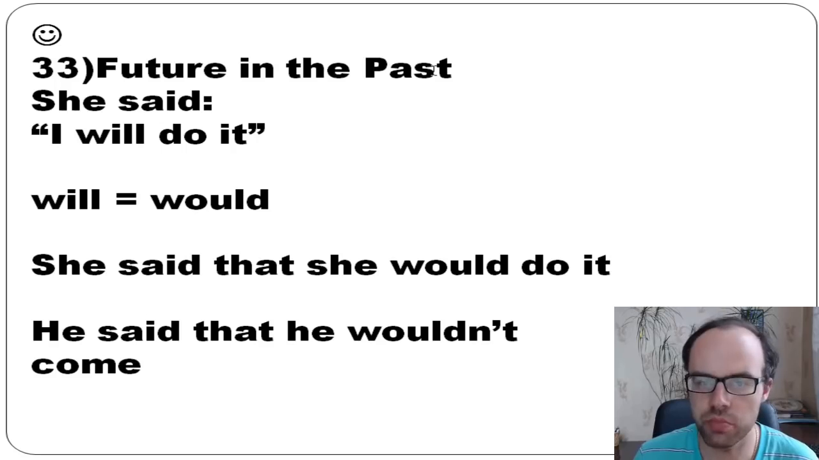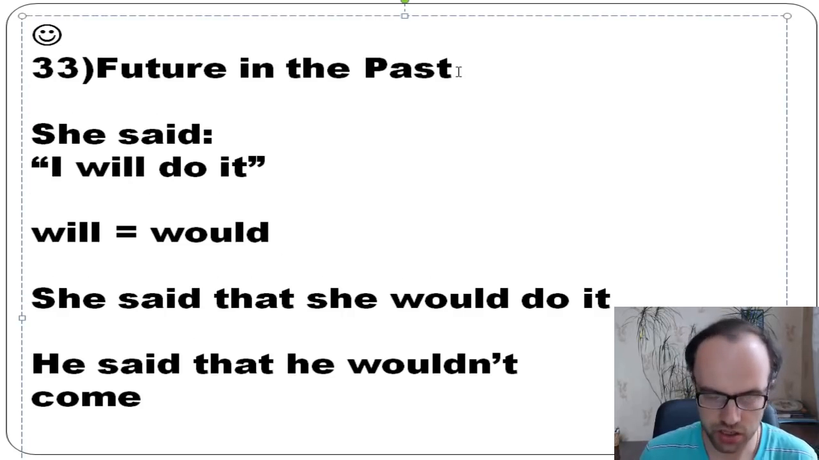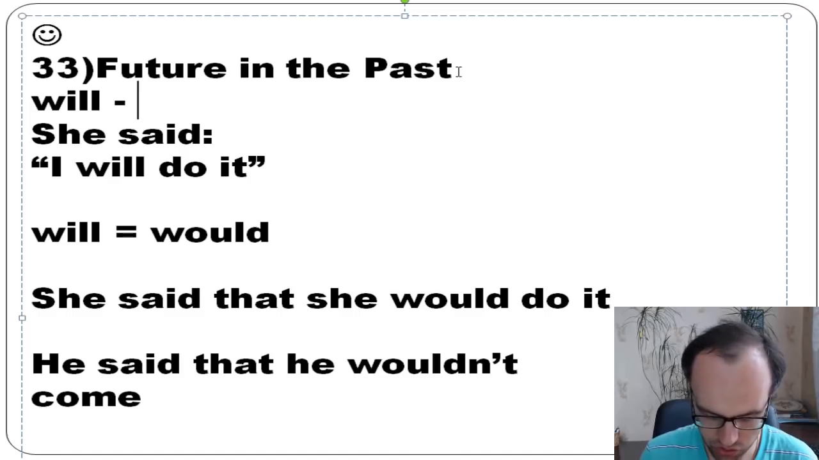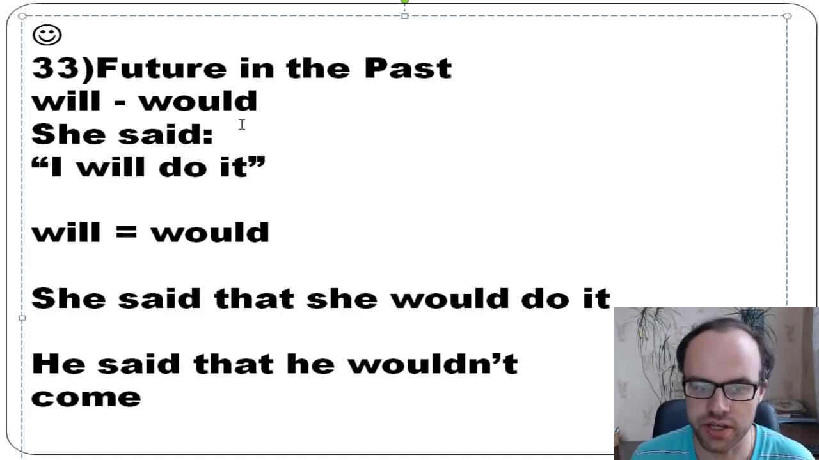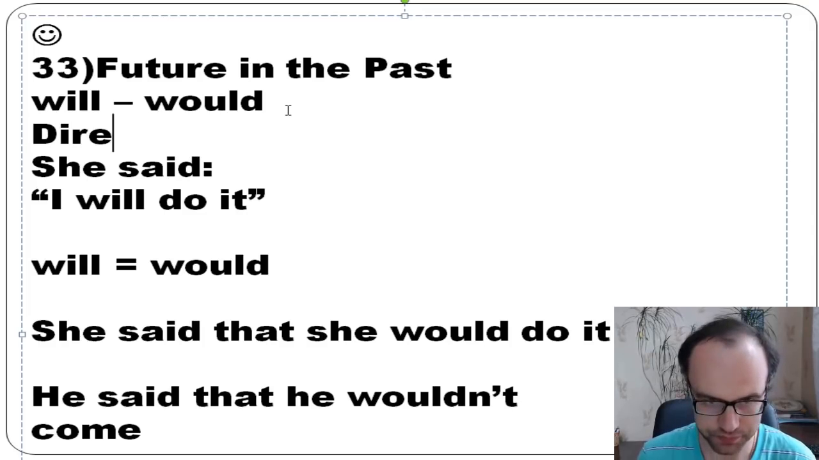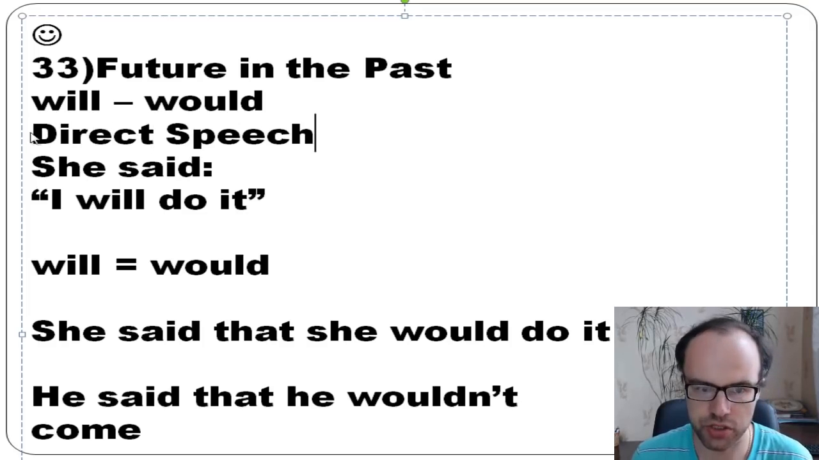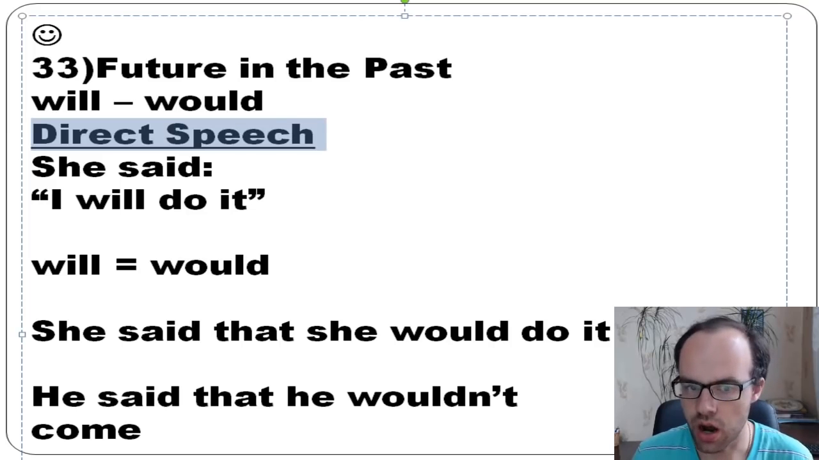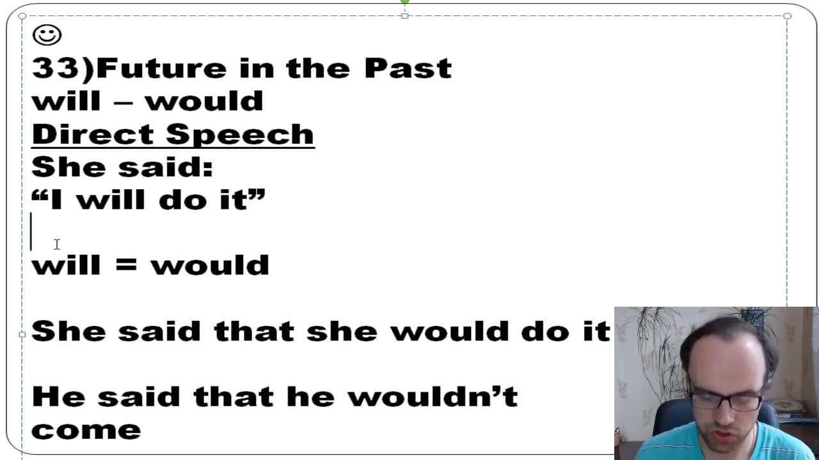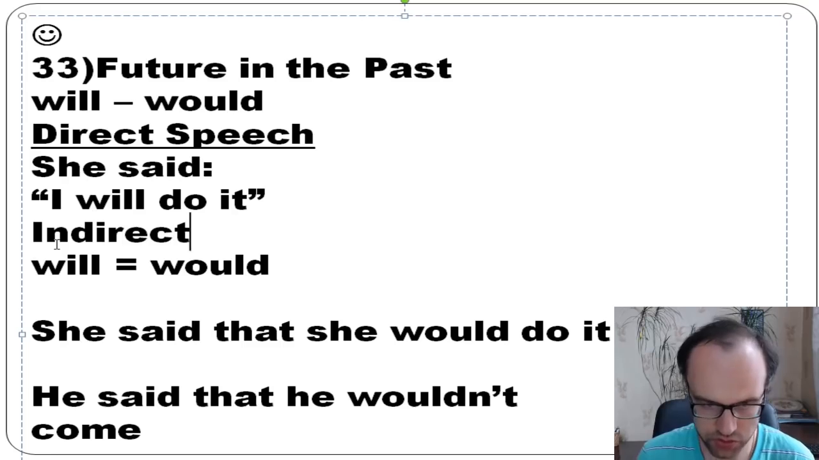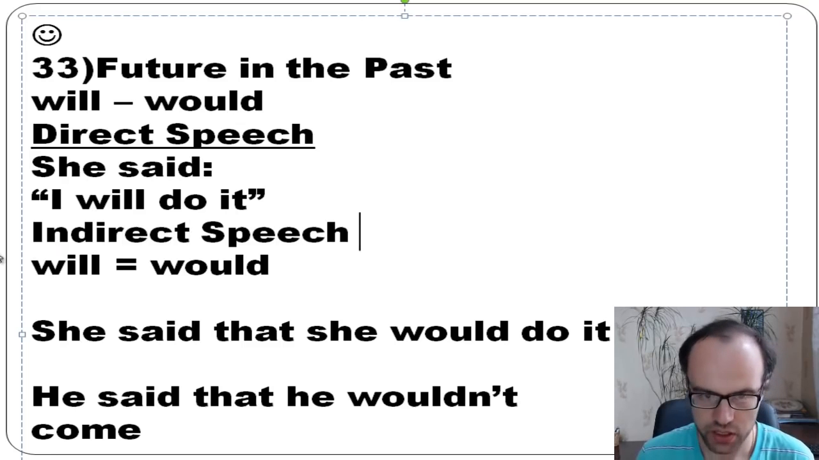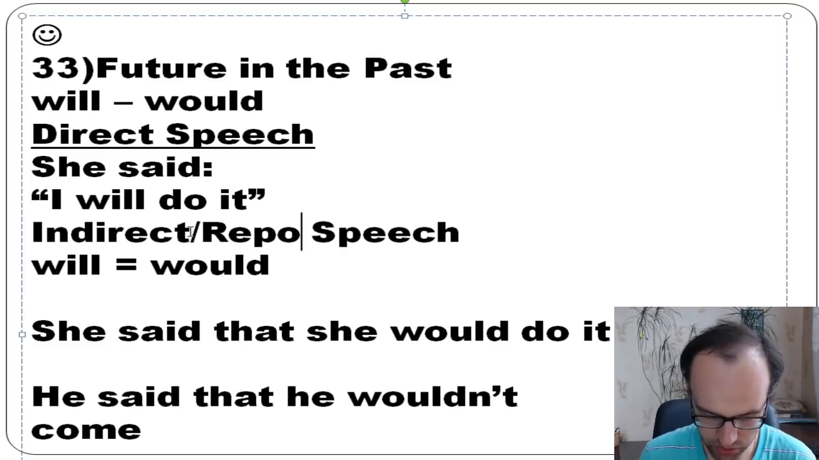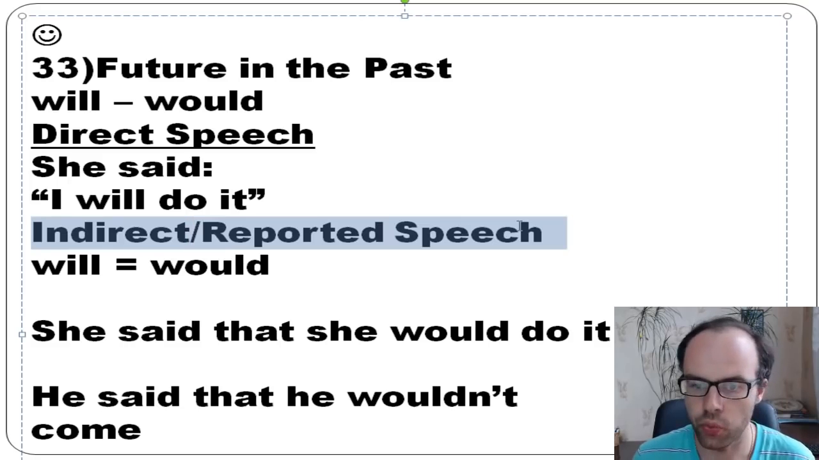Good. Future in the past. If it's about future in the past, we change will to would. Look, she said it. It's direct speech. She said, I will do it. If you want to use indirect speech, in other words, we also call it reported speech, we change will to would, okay?